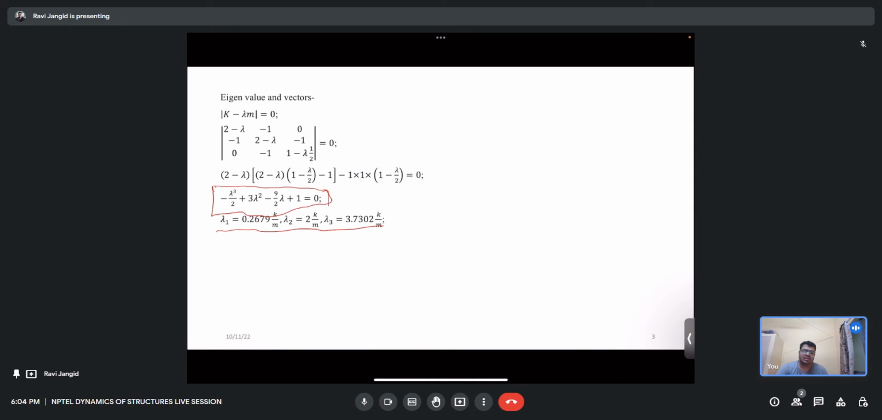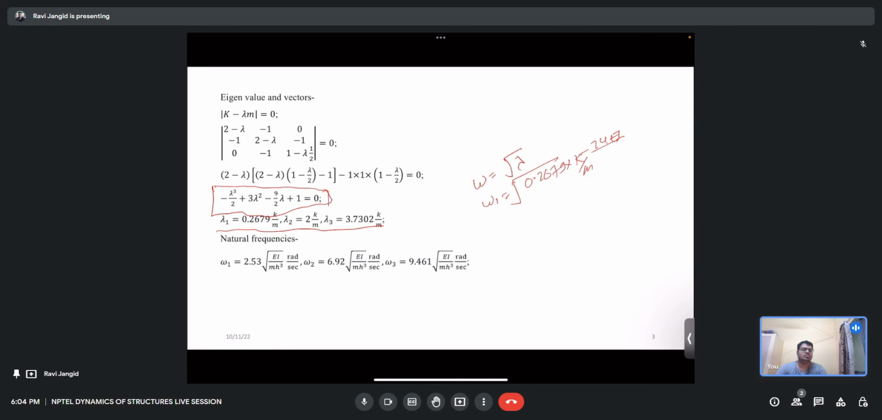After getting lambda 1, lambda 2, lambda 3, we can find the mode shapes and the natural frequencies. The natural frequency omega is equal to the square root of lambda. So omega 1 would be the square root of 0.2679 k by m, and k you know is 24EI by h cube. From this we convert to omega 1, omega 2, omega 3. After getting these, we can get the mode shapes.